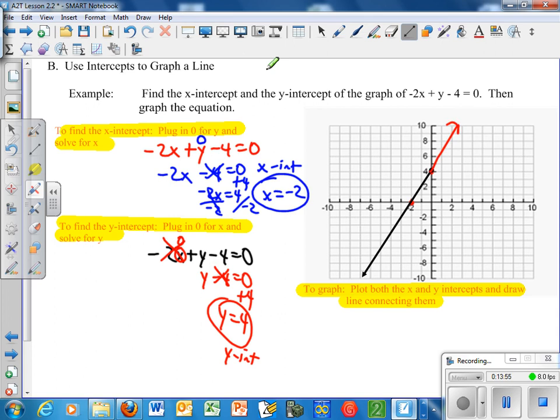So again, reviewing, find the x-intercept, plug 0 in for y, solve for x. Find the y-intercept, plug 0 in for x, and solve for y. And then just plot those 2 points on your x and y axis and draw the line.